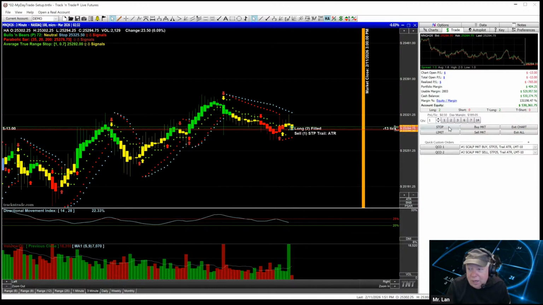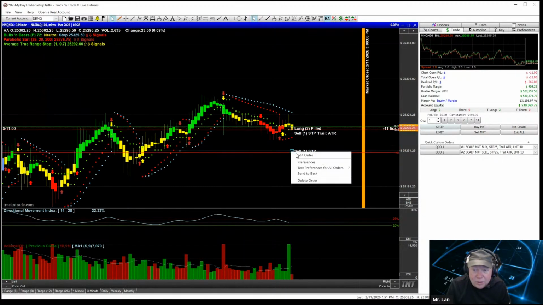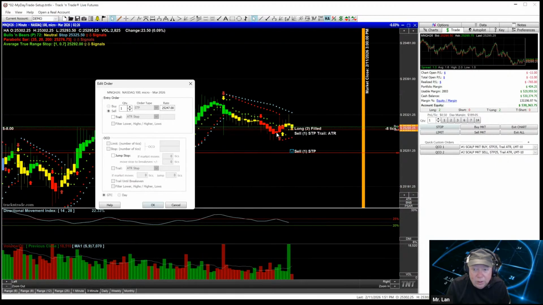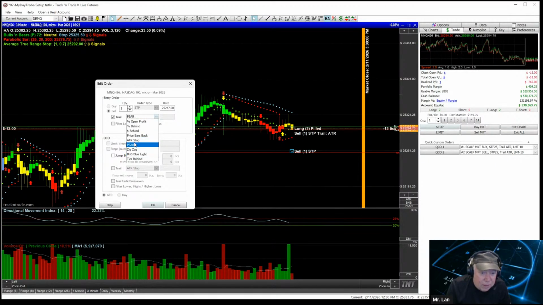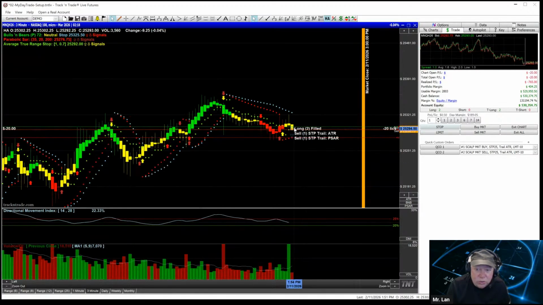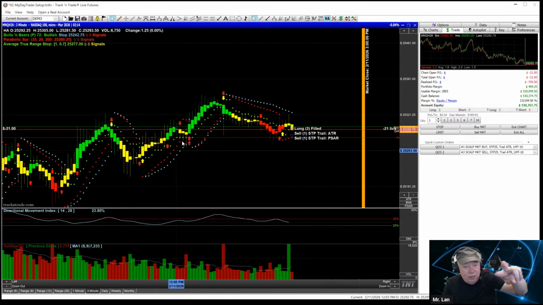And then we set this next one. We're going to come in here, and we go stop. We drop it down here, and then we just edit. And we're going to tell it we want this one to trail on the red dot. And the red dot is the parabolic SAR. So we go like that. Now, these 2 will trail up. If that market would go up, these 2 would trail up behind it, like in this situation here.